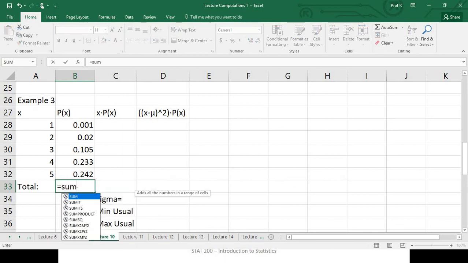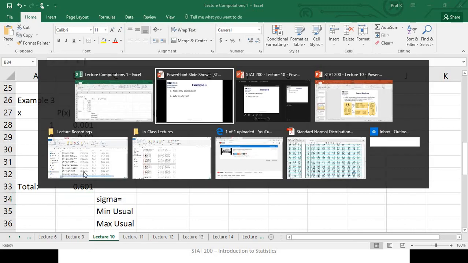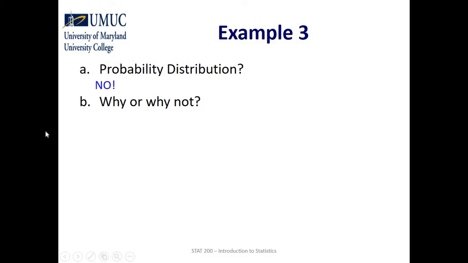And let's do the sum of these probabilities. All right, so the sum of the probabilities is 0.601. So right off the bat, we know this is not a probability distribution. So why is it not?